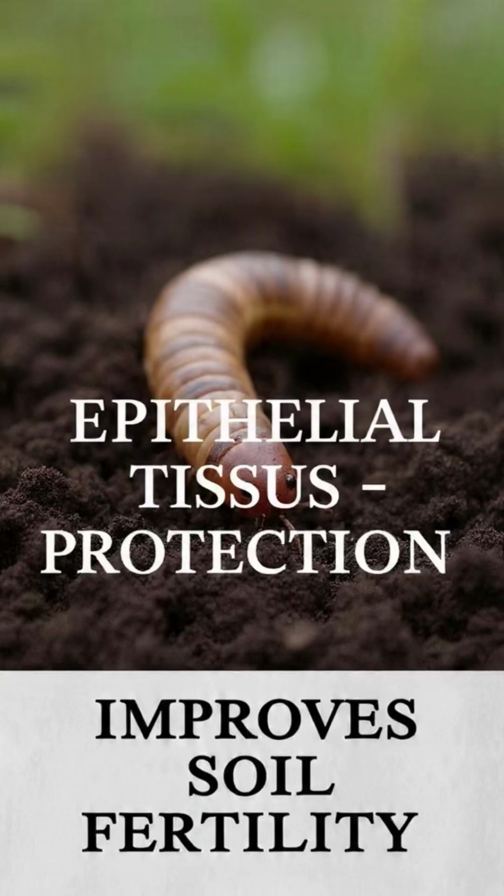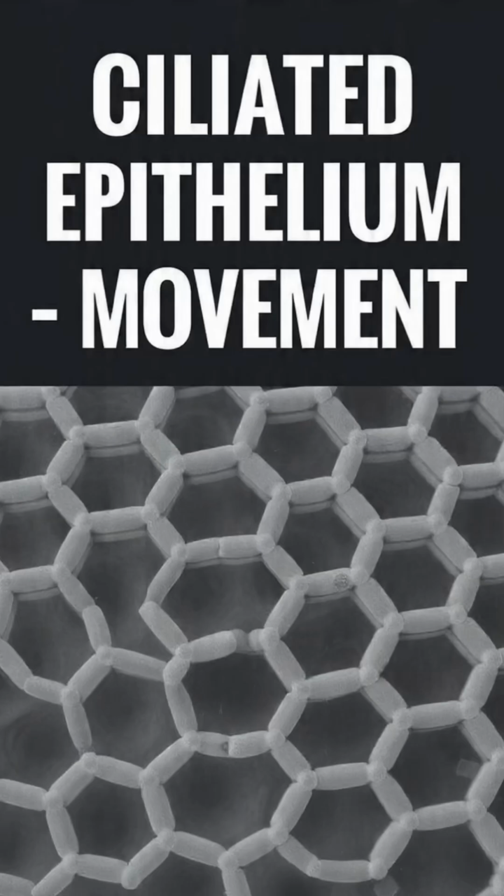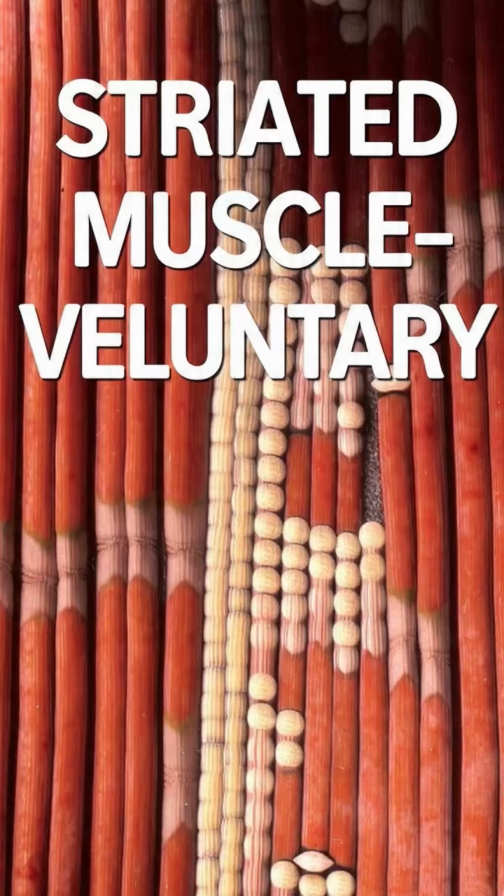Now animal tissues. Epithelial tissues. Visual 34 shows epithelial tissues labeled epithelial tissue. Visual 35 focuses on cuboidal cells. Visual 36 highlights ciliated cells, ciliated epithelium movement, showing specialized adaptations.